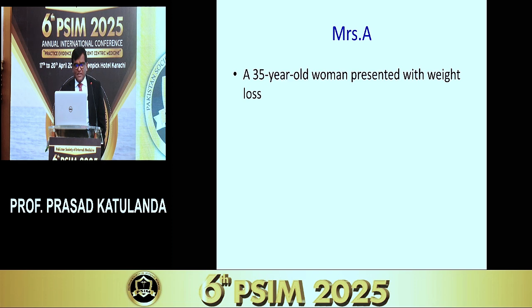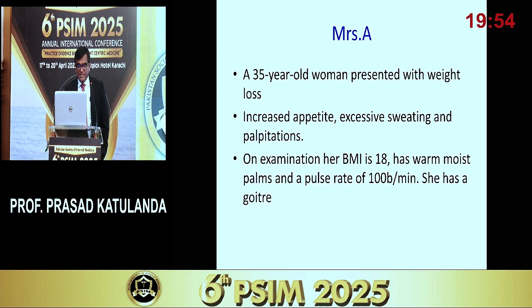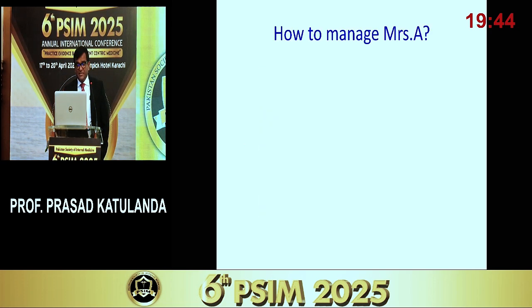So let's start with a case. A 35-year-old woman presenting with weight loss, increased appetite, excessive sweating, palpitations, very low BMI, warm moist palms, tachycardia, and a goiter. Anybody would say what this is. So this is typical symptomatic Graves' disease with orbitopathy.